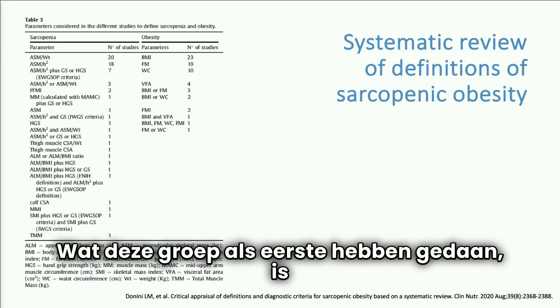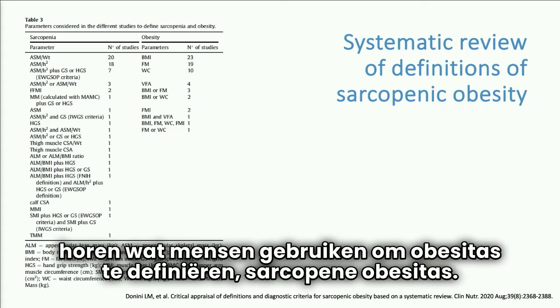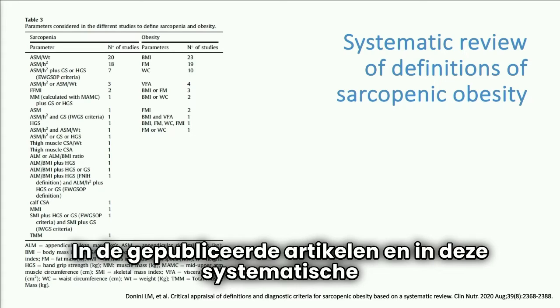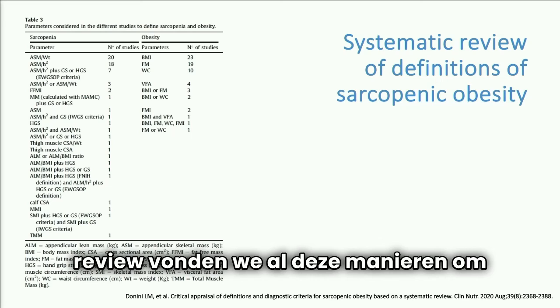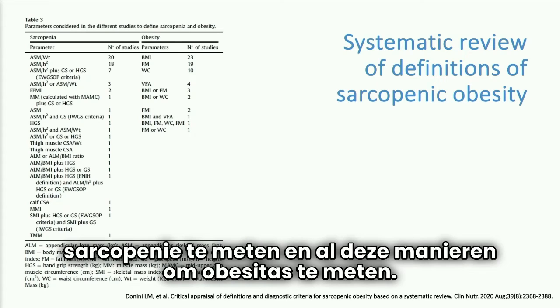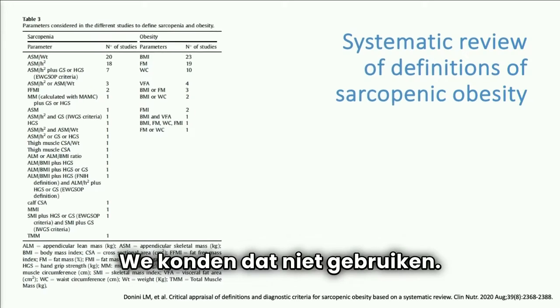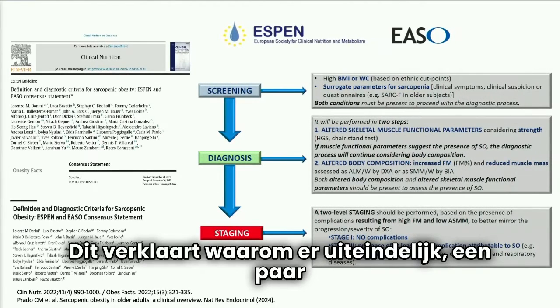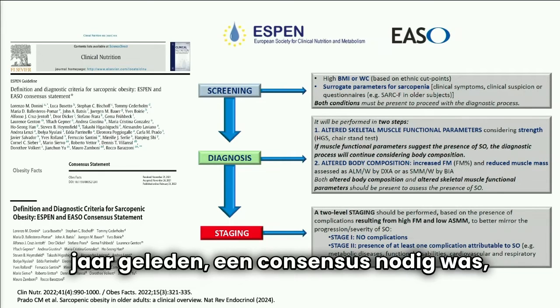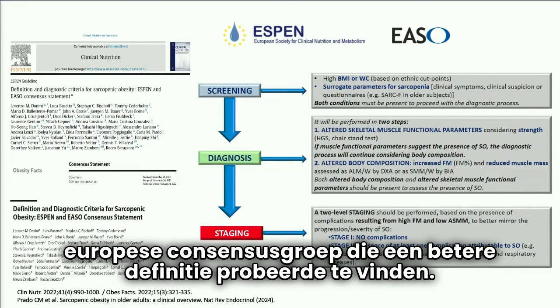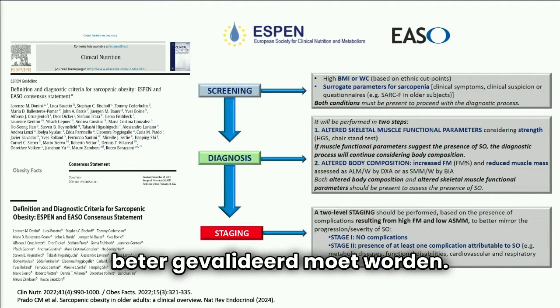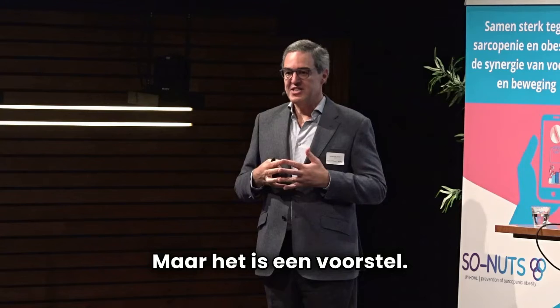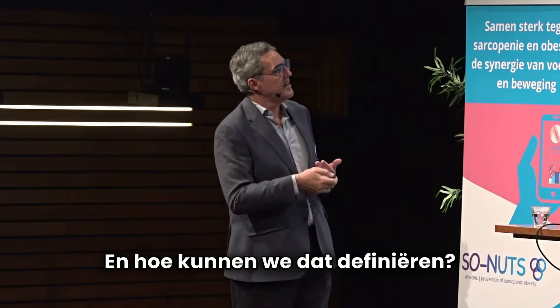This group, what we did first was look at what people are using to define obesity and sarcopenic obesity in the papers published. And in this systematic review, we found all these ways to measure sarcopenia and all those ways to measure obesity. So it was absolutely inconsistent. We couldn't use that. This explains why finally, a couple of years ago, there was a European consensus group trying to better define it. Please note that this definition needs to be better validated, but it's a proposal on how we can define that.